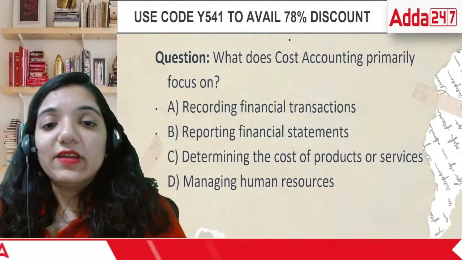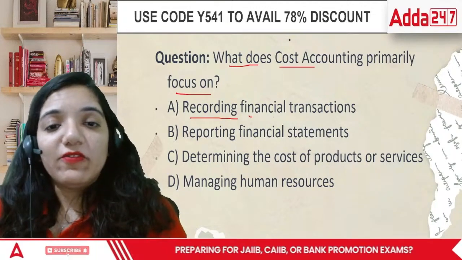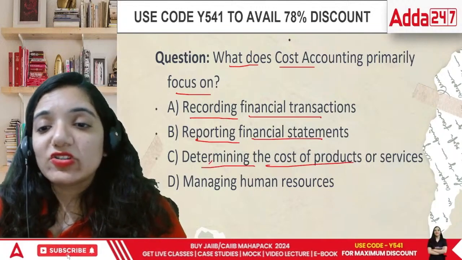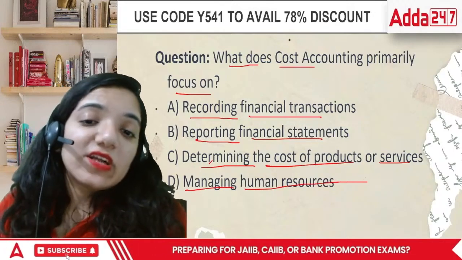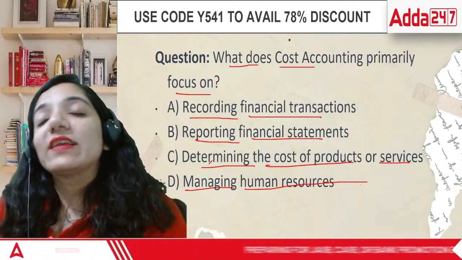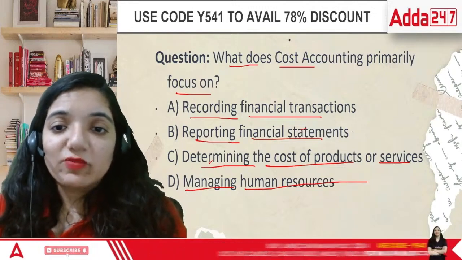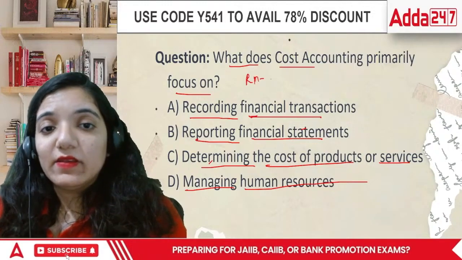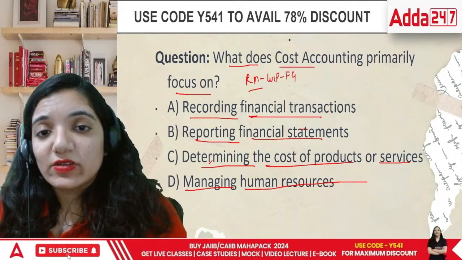Now, what does cost accounting primarily focus on? Recording of financial transactions, reporting of financial statements, determining the cost of the products or services, or managing the human resources. Cost accounting is related to the exclusive cost of production only. Be it services or be it products. In terms of products, we get raw material, then we have work in progress, and then we make finished goods.